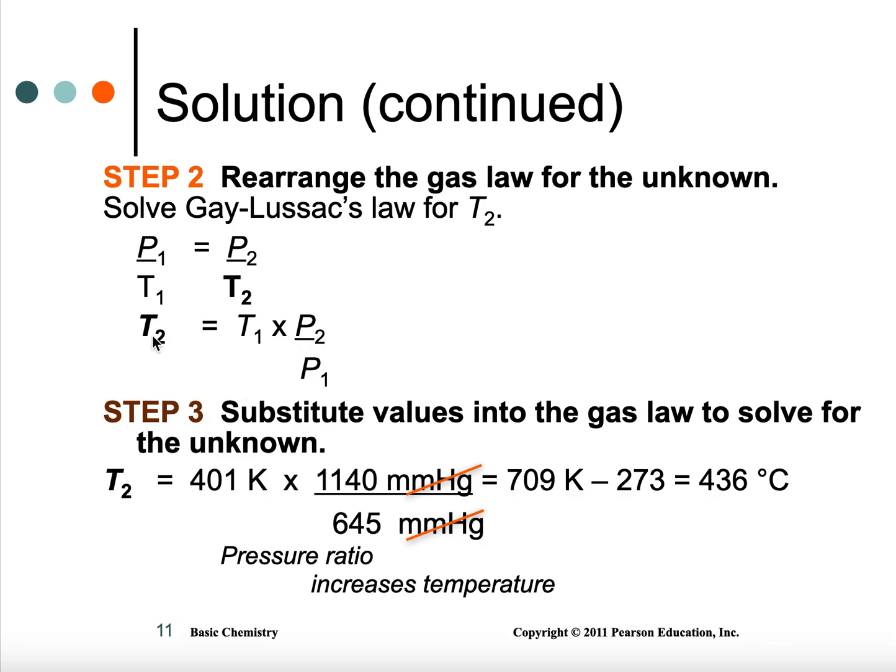All right, so here's T2, here's your T3, fill in your T3. You'll end up with 709 Kelvin, and then at the very end you have to subtract 273 to give you your Celsius answer.